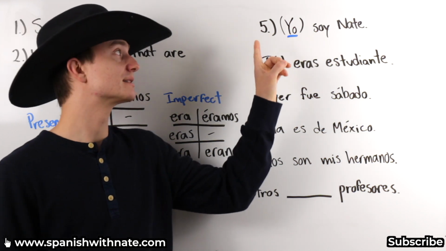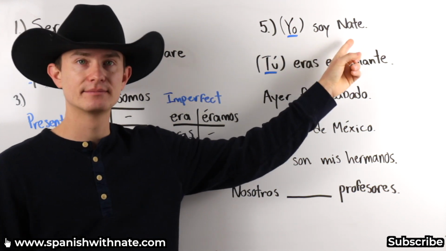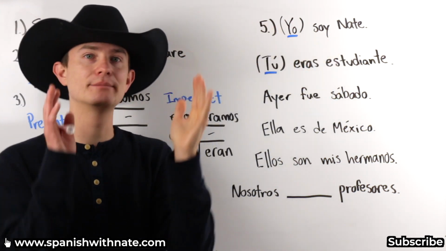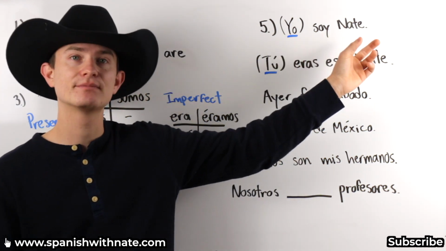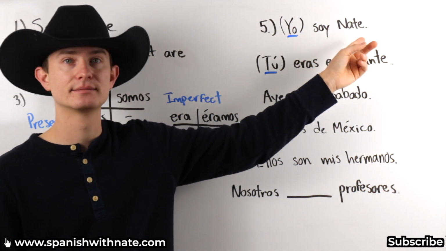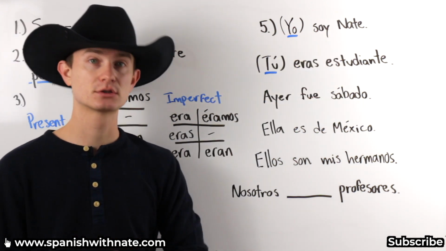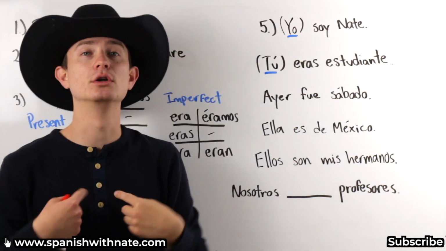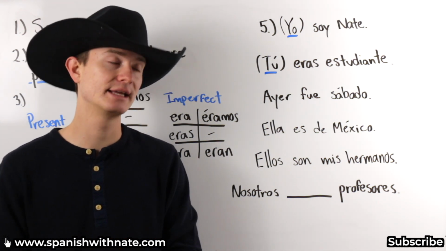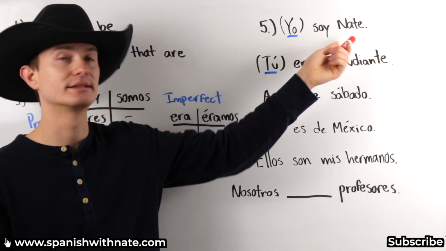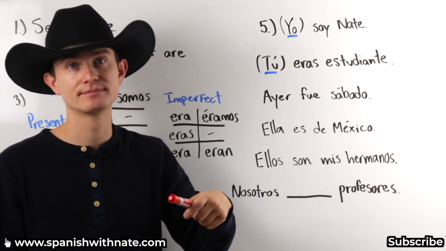First example here, using ser. Yo soy Nate. Okay? Yo soy Nate. Now, the reason I put this yo in parentheses here is because it's not necessary to say yo soy Nate. I can just say soy Nate. Because in Spanish, this right here is telling us that if we're saying soy, we're talking about the yo person, because we understand our conjugation rules for ser in the present tense. Yo soy Nate. Either way, most times Spanish speakers are going to just say soy Nate.